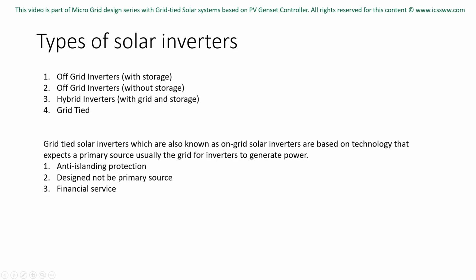Grid-tied solar inverters, which are also known as on-grid inverters, are based on technology that expects a primary source, usually the grid, for inverters to generate power. Now getting back to the actual question, why grid-tied inverters stop injection in case of blackout? There are three reasons. The first and foremost is anti-islanding protection. Grid-tied solar inverters stop generation in case of power outage or abnormal grid because of their built-in anti-islanding protection.